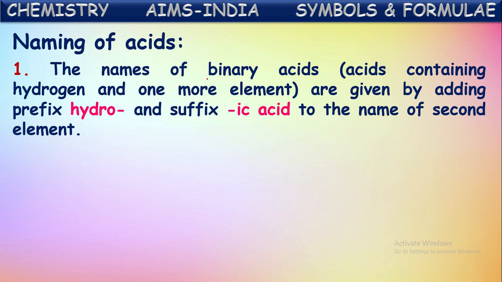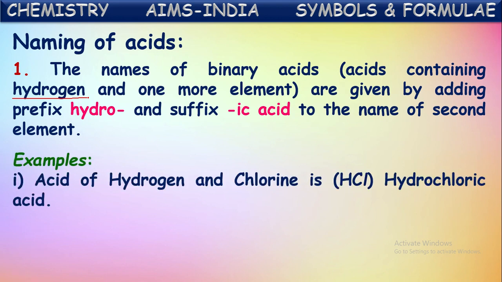Generally, these binary acids contain hydrogen and one more non-metal in the compound. Now, these can be named by adding hydro to the name of that non-metallic element other than hydrogen present in the compound. And at the end of that non-metal's name, "ic acid" is attached. Okay, let us try to understand how it is given by taking some examples. See this example, HCl, that is the binary acid formed by hydrogen and chlorine.